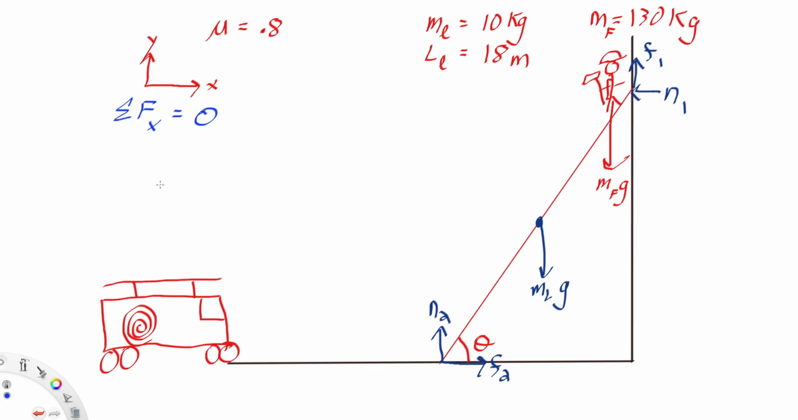The forces that we've got in the x direction are, say, friction on the ground, normal force from the building. And that's it. That's all we've got in the x direction.